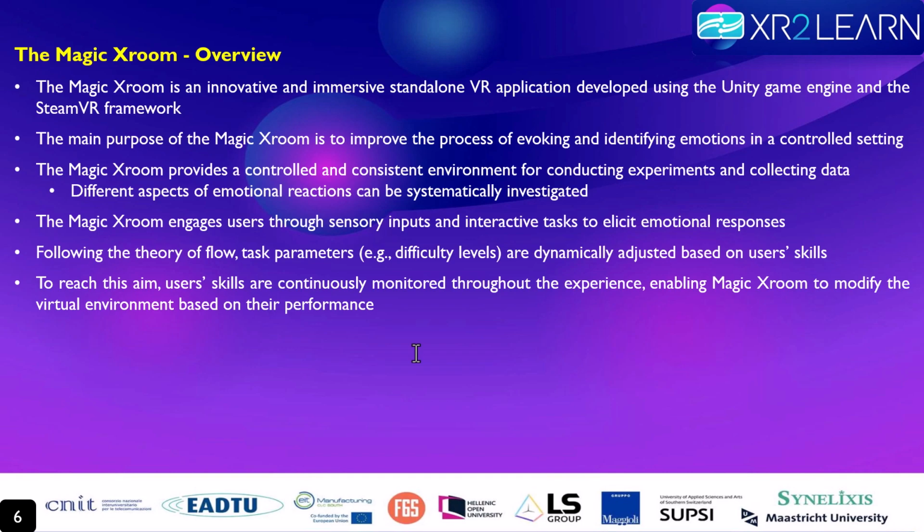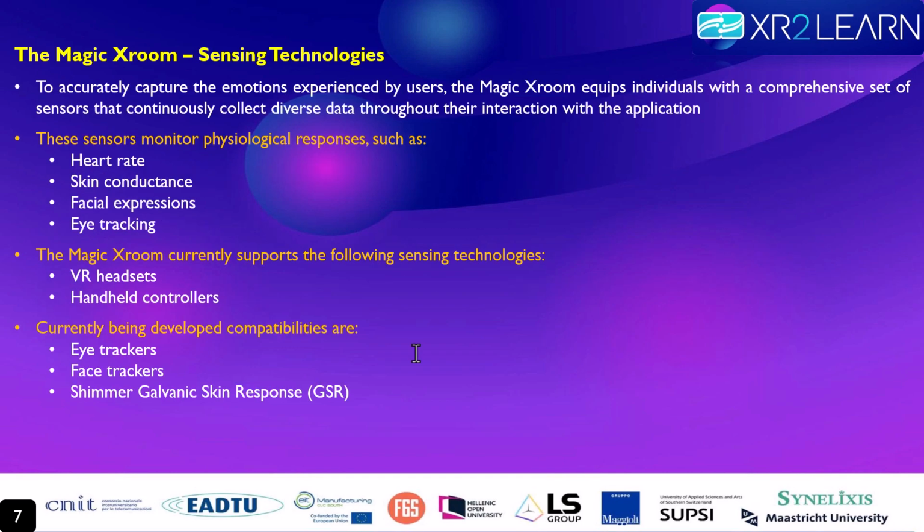based on their performance. To accurately capture the emotion experienced by users, the Magic Xroom equips individuals with a comprehensive set of sensors that continuously collect diverse data throughout their interaction with the application. The sensors monitor physiological responses such as heart rate, skin conductance, facial expressions, and eye tracking. The Magic Xroom currently supports the following sensing technologies: VR headsets and handheld controllers. Compatibilities currently being developed are eye trackers, face trackers, and galvanic skin response data by Shimmer sensor.